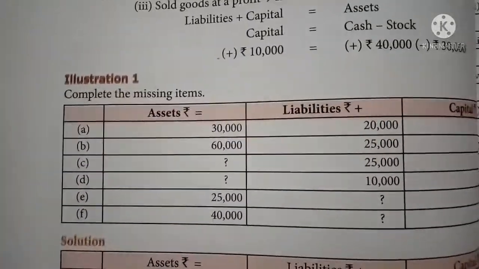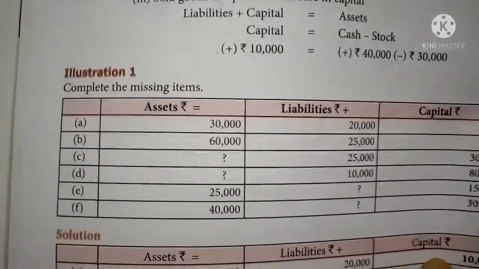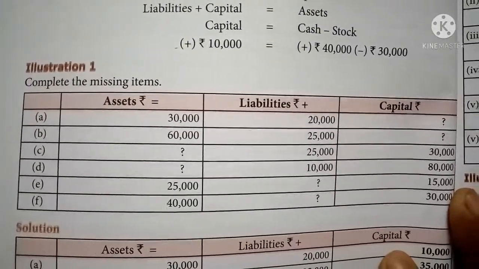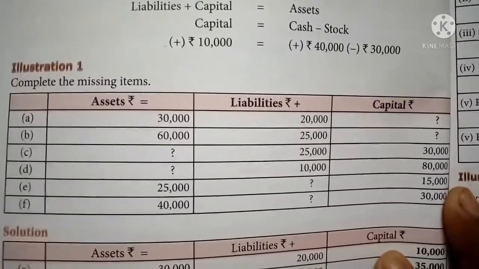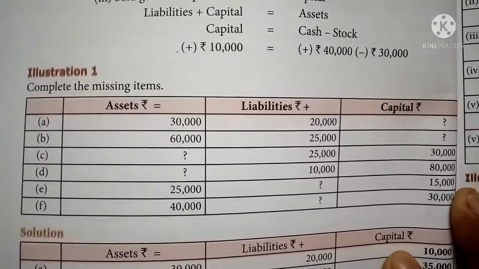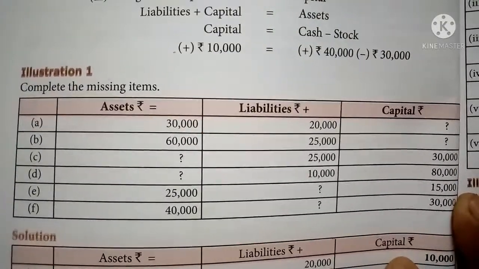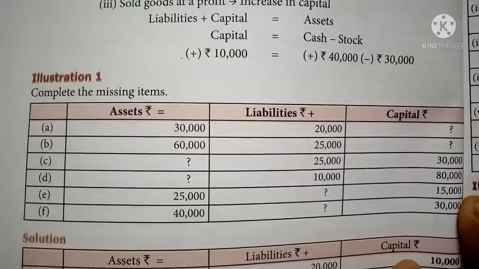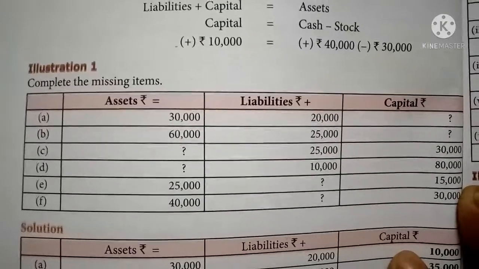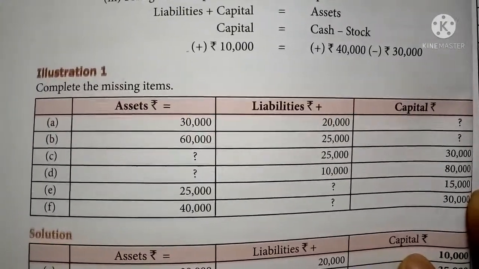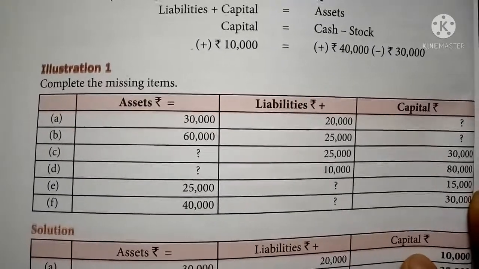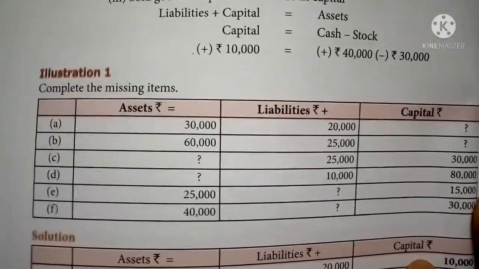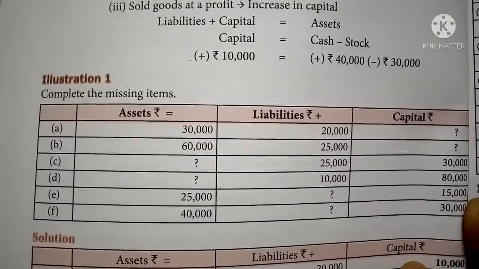So let us take one example sum for finding out the missing information by applying the accounting equation. Here, illustration 1, they are asking to complete the missing items. Out of three pieces of information in the accounting equation, that is asset is equal to liability plus capital, it is the accounting equation. Based upon this equation, we need three pieces of information. Among the three, any two are given in the sum. You have to find out the missing information, whether it may be capital, liability, or asset.